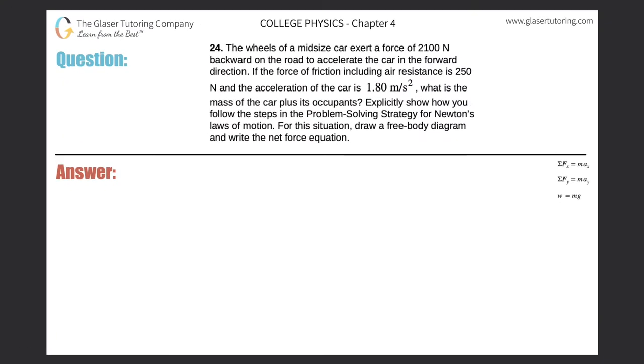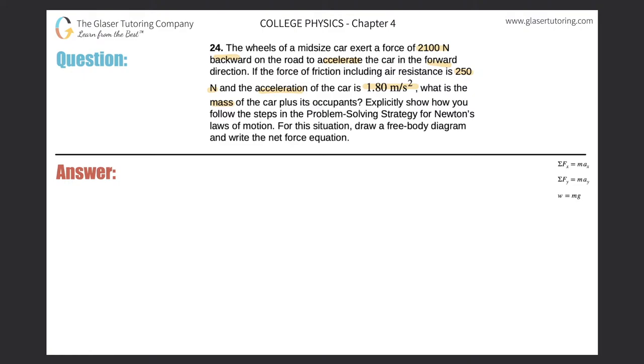Number 24. The wheels of a midsize car exert a force of 2100 newtons backward on the road to accelerate the car forward. If the force of friction, including air resistance, is 250 newtons and the acceleration of the car is 1.80 meters per second squared, what is the mass of the car plus its occupants?